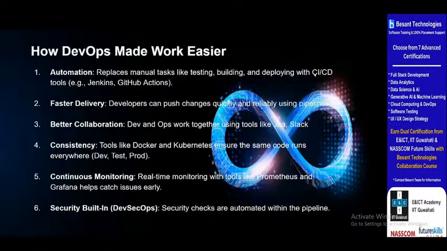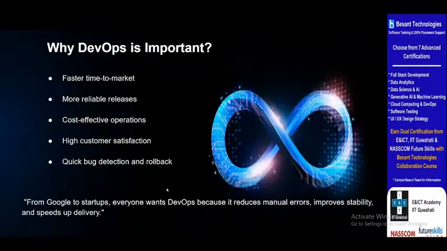As I said, a DevOps engineer makes our work easier through automation, fast delivery, better collaboration, consistency, and continuous monitoring. And here there is DevSecOps. Again, you might have confusion: what is DevSecOps? Dev means developer, Ops means operations, and Sec means security. This person is very much concerned about security. Why is DevOps important to learn? Faster time to market, more reliable releases, cost effectiveness, high customer satisfaction, quick debugging, and rollbacks also happen.